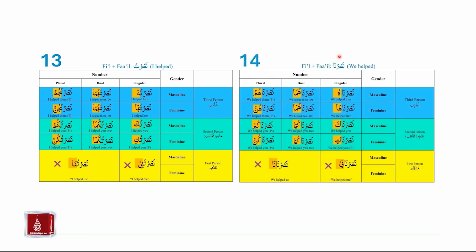Finally, we have nasarna. Nasarna, we helped. Nasarnahu, nasarnahuma, nasarnahum, nasarnaha, nasarnahuma, nasarnahunna, nasarnaka, nasarnakuma, nasarnakum, nasarnaki, nasarnakuma, nasarnakunna, nasarnani, nasarnana.